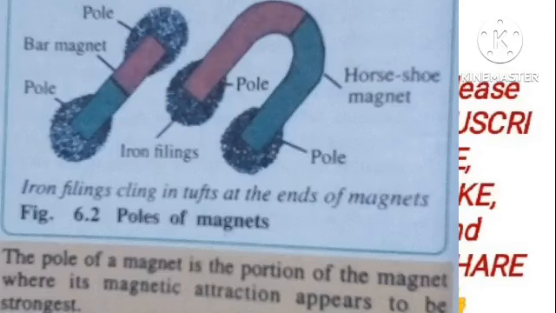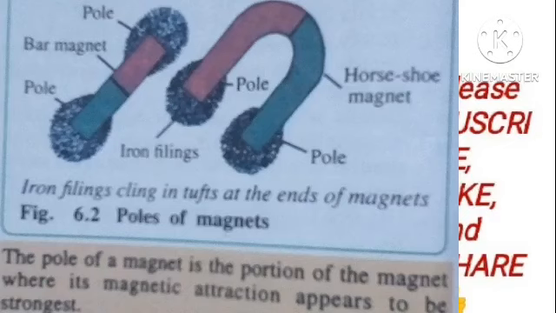Now, we not only have gravitational force and field, we also have magnetic forces and fields. Now, this magnetic force occurs in a pole of a magnet. So you can say we have a bar magnet and a horseshoe magnet. It doesn't matter the shape, but the pole of the magnet is the portion of the magnet where its magnetic attraction appears to be strongest. So as a kid, if you've played with a magnet, you see that when you bring two of them close together, at times they attract and at times they repel.